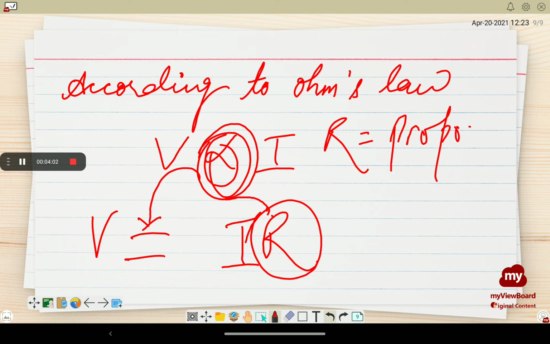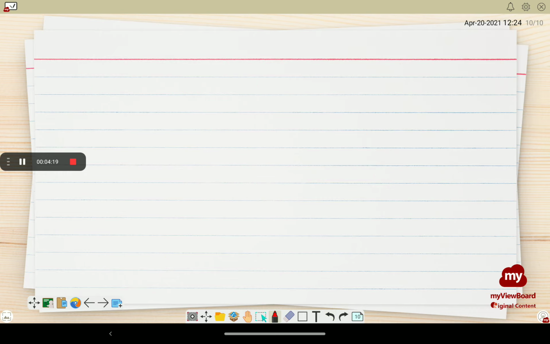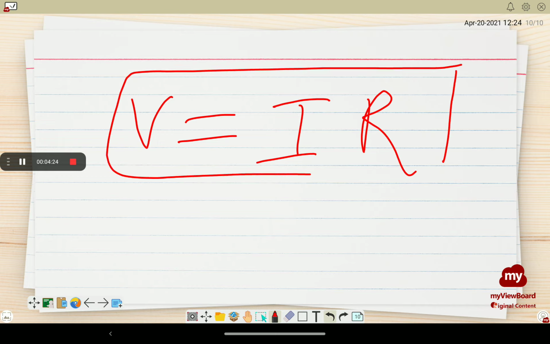R is proportionality constant. Okay. So what is our Ohm's law? Main. It is V equals to IR, where V is potential difference, I is current, and R is resistance. Okay. Resistance is proportionality constant and resistance is its name. Okay. So this is a new physical quantity, R. We will study about it after some time or in the next video.